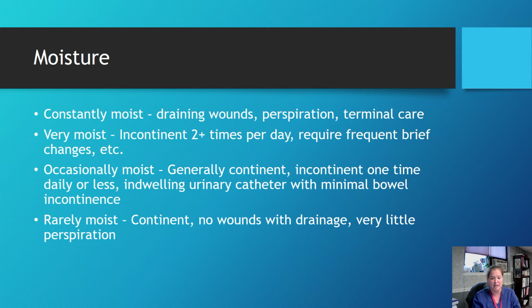Occasionally moist would be like the resident's generally continent or incontinent 1 time daily or less. Maybe they have an indwelling catheter and they have just some very minimal bowel incontinence or something like that. Then you get an occasionally moist. And rarely would be that the resident was continent, no wounds with drainage, very little perspiration, that their skin is hardly ever exposed to moisture.